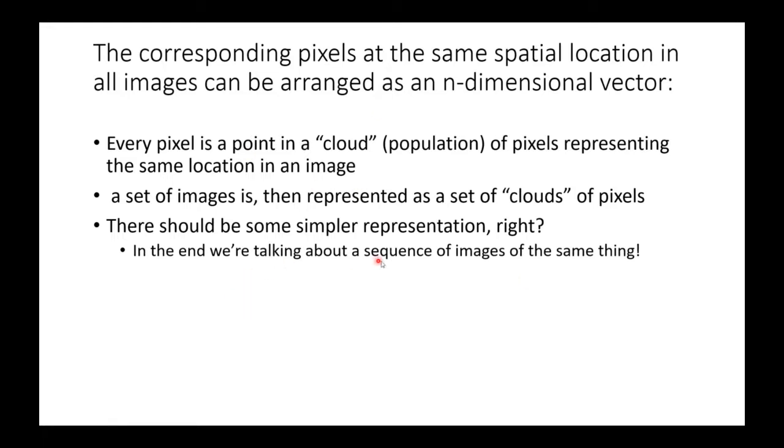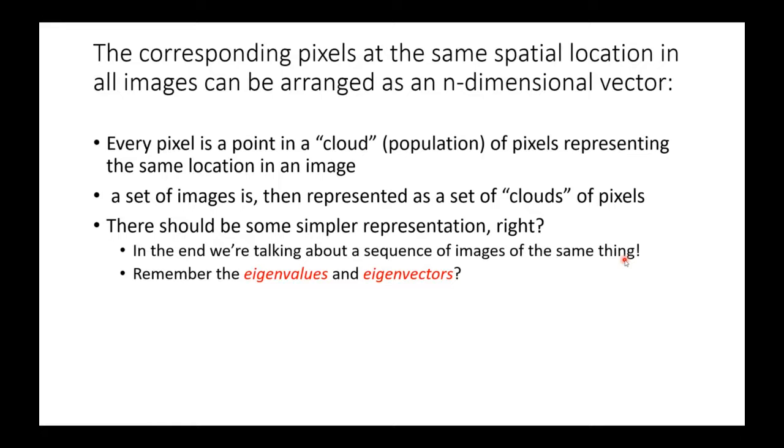Because in the end, we're all talking about a sequence of images of the same thing. So they are not images of different things, it's images of the same thing. And that's it. So what we want to get is exactly what we've seen in the ellipse example. We want to get the major axis and the minor axis, and not only these two, but all of the principal components of the data, if you are thinking about multiple dimensions, and we're talking about an n-dimensional space.